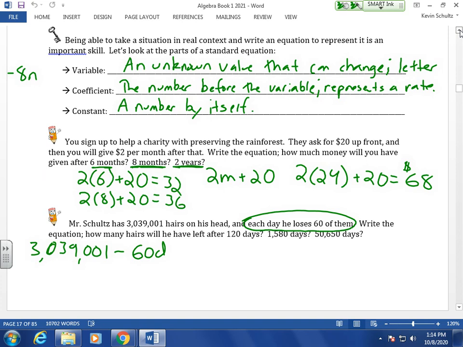So then when we plug in 120 here, 3,039,001 minus 60 times 120. The reason why, the order of operations, we're doing that first, is because that represents how many hairs we're losing. And by we, I mean me. And we're subtracting that from the total. So how many hairs are left after 120 days?